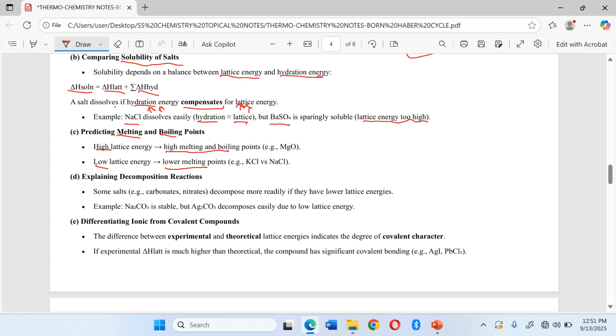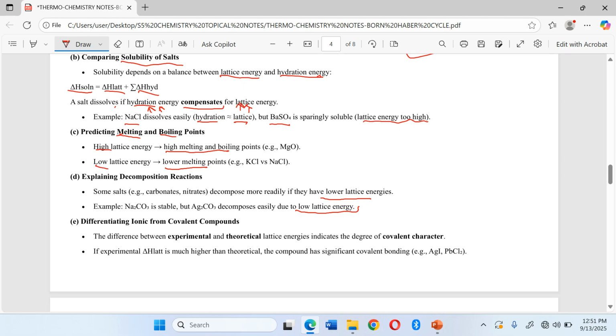Decomposition reaction: some salts like carbonates and nitrates decompose more readily if they have lower lattice energies. For example, sodium carbonate is stable, but silver carbonate decomposes easily due to low lattice energy. So that is the one we have seen. The lower the lattice energy, the more readily it will decompose.